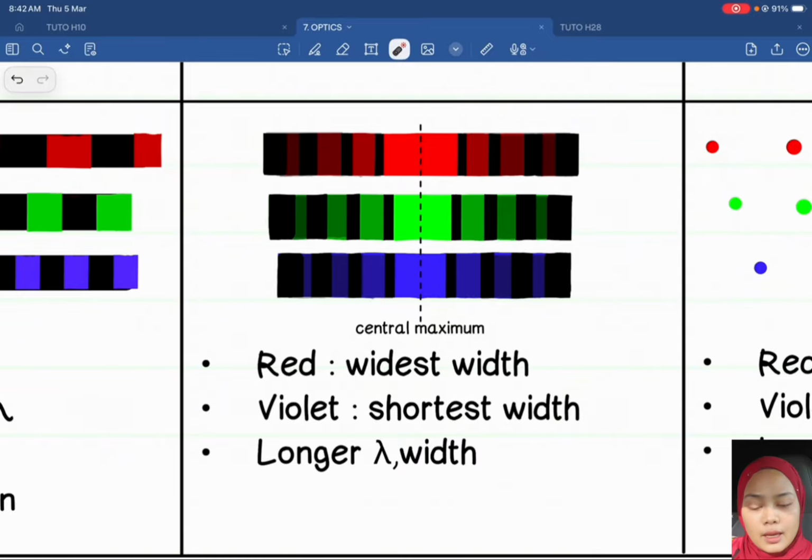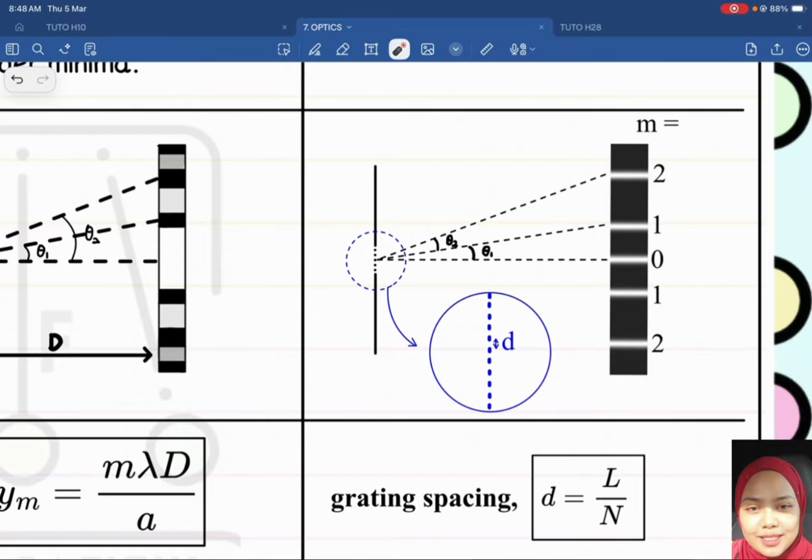Again, as I said, red has the longest wavelength and violet has the shortest wavelength. So red has the widest width, then we have green in the middle and the smallest coming from violet. So again, longer lambda, wider width. There you go.